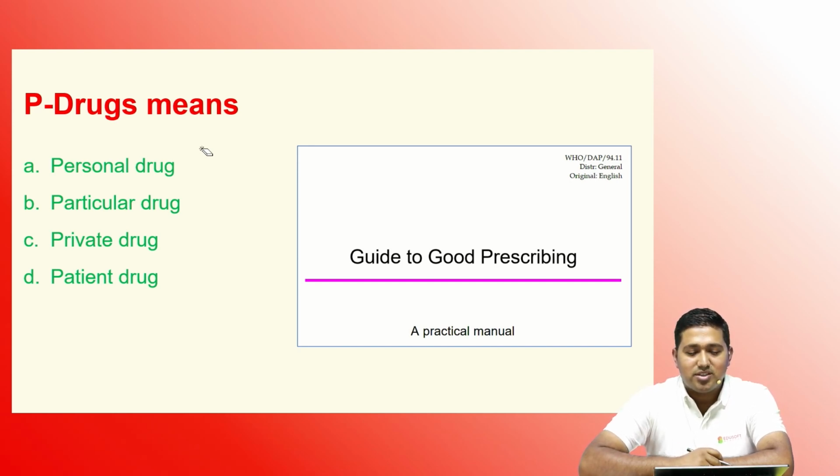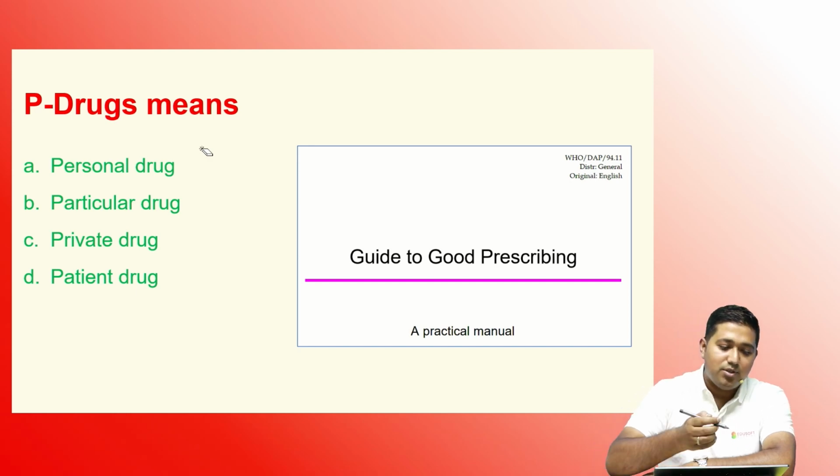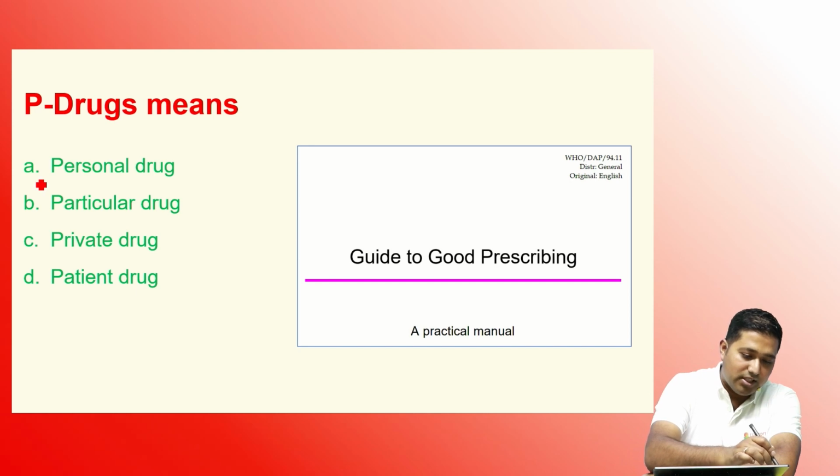about hundreds of drugs during your undergraduate training, you will still be dealing with only 30 to 40 drugs. So if you are dealing with only 30 to 40 drugs, you want to get acquainted with the different aspects of those drugs. The list of 30 to 40 drugs is personal for you, the prescriber. That's why P drug stands for personal drug. So this is our answer.